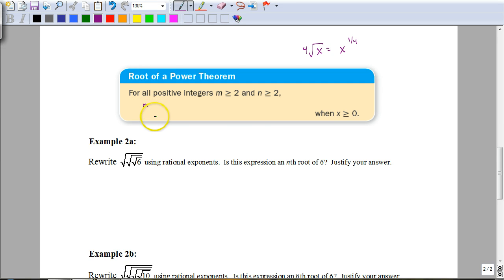What this box is saying is that if I have the nth root of x, and that x has some exponent, that exponent goes in the numerator, the root goes in the denominator. So in other words, the n represents the root, the m represents the power. Okay.